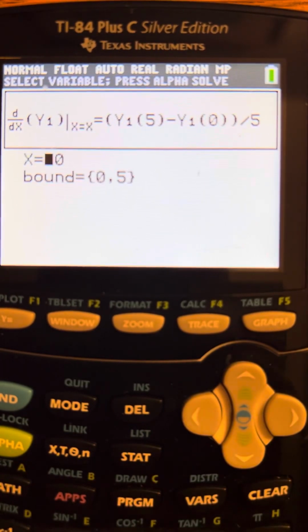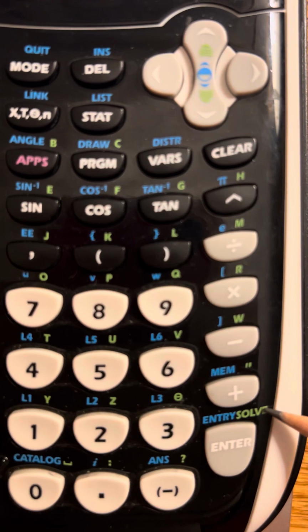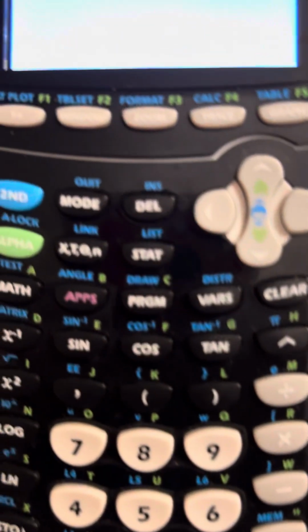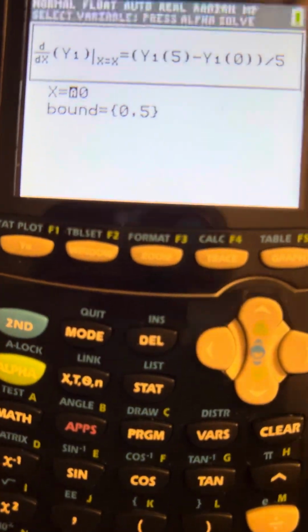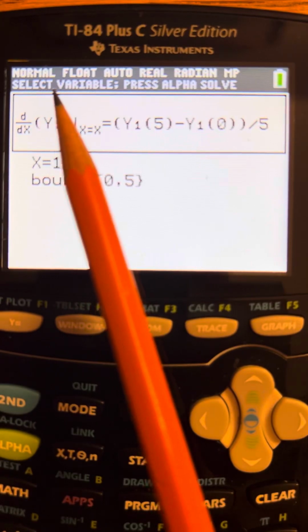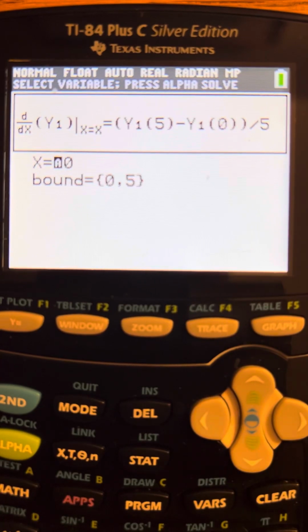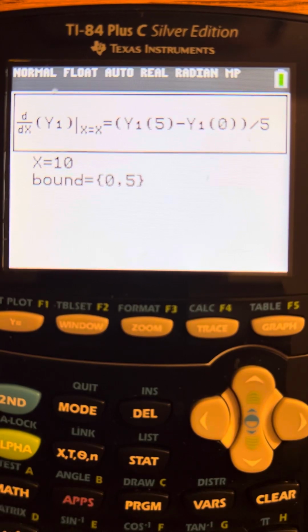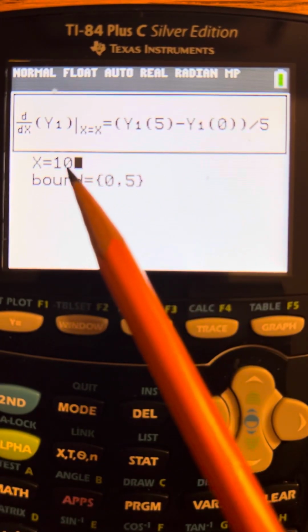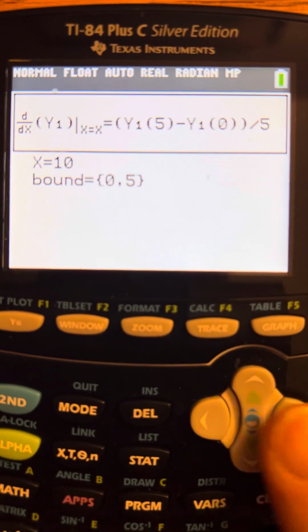Then you scroll up to where X is, right there. And you tell your calculator using that button right there. It's green. You have to hit the green button first, the alpha button first, while it's on there. And by the way, your calculator tells you right here, select the variable and press alpha, solve. So I've pressed alpha, then I hit solve. Whoops, bad guess. It might tell you that. It was 10 and I didn't change that setting, so I really have to guess in between 0 and 5.